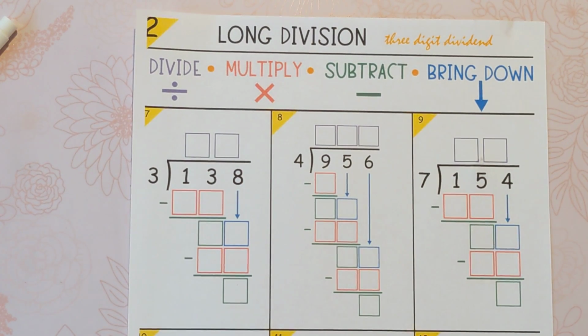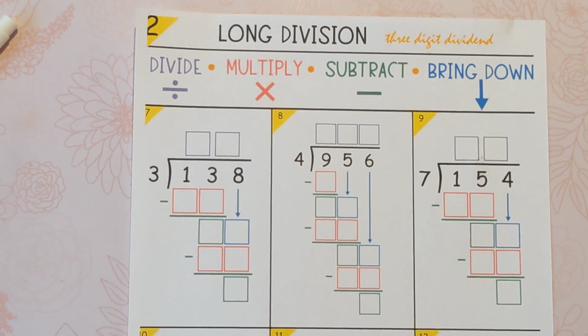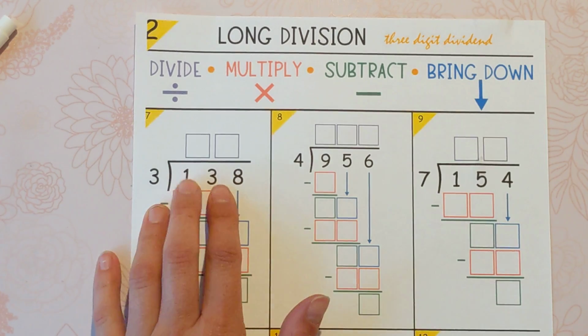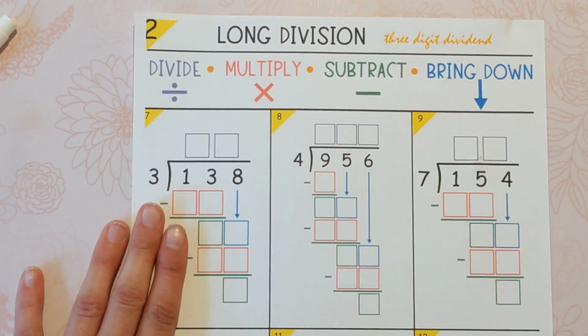Hi everybody, this is Mrs. Clark. We're doing long division standard algorithm, and we're going to do 138 divided by 3.